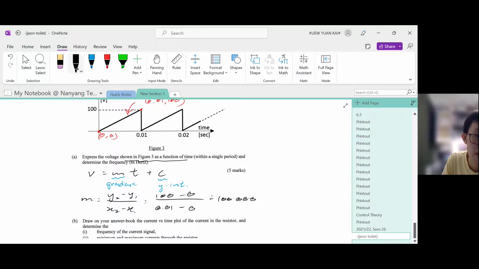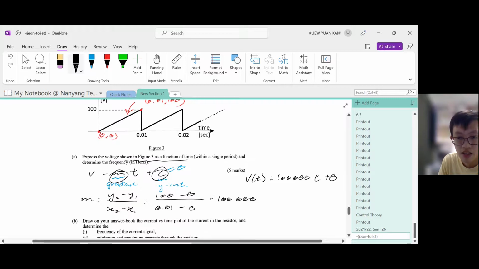Okay, and what is my y-intercept? You see this straight line, it cuts through the y-axis at 0. So actually, c is just 0, so I don't need to write that. So I just plug in 100,000 here, 0 here. What do I get? V of t, v as a function of time will be 100,000 t. Okay, there's actually plus 0 here, but I don't need to write that. So this is my answer.